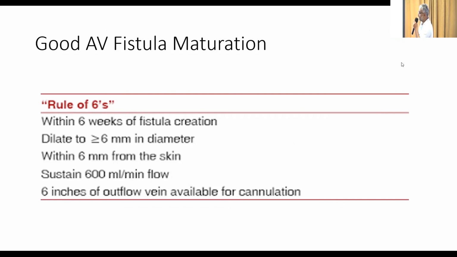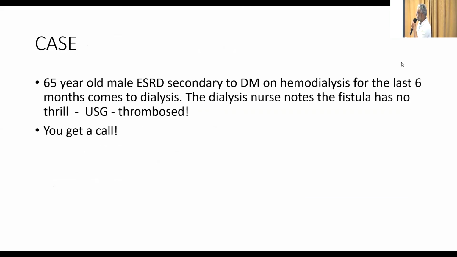It's more than 6 millimeters in diameter. That's a good fistula. It is not deep. It is within 6 millimeters from the skin. That's a good fistula, and it can sustain at least 600 mils per minute of blood flow. That's a good fistula. And a fistula which has at least 6 inches of outflow vein. Now that's very difficult to get, 6 inches of outflow vein. Some patients get it. So if that's the case, then your needles are far apart. You have less recirculation. So that's a good fistula.